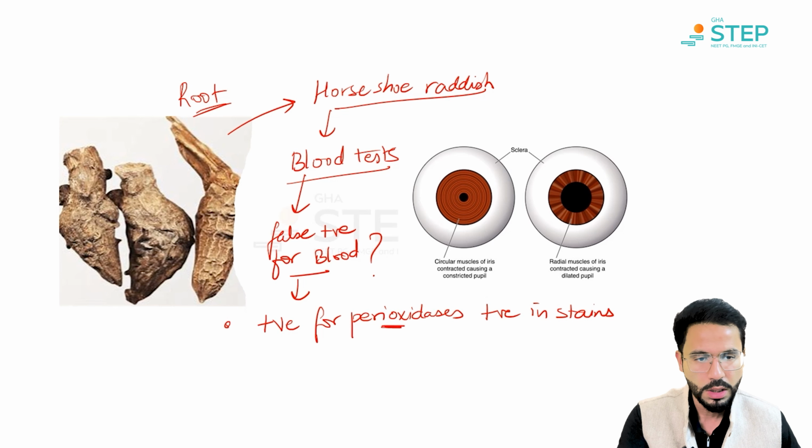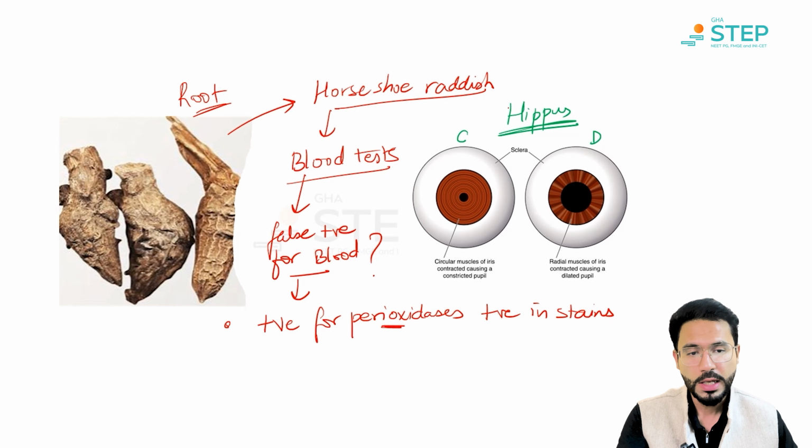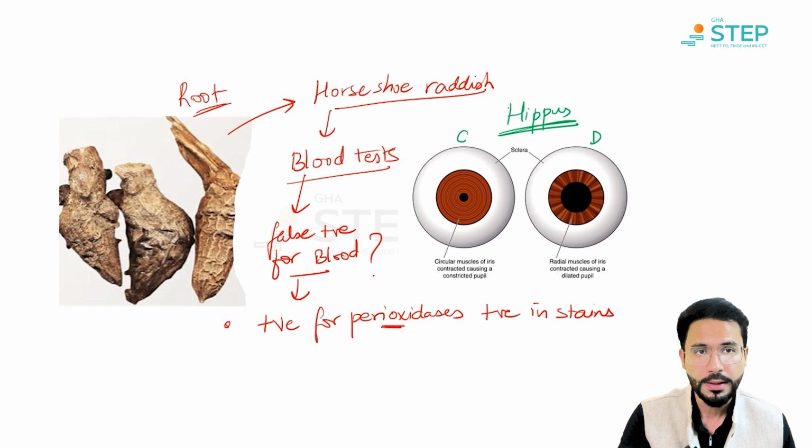What is this image showing you? This image is showing you a phenomenon known as hippus. What is hippus? It is the alternating contracting and dilating of the pupil. So as we talked about in the question, it says the pupils were alternatingly contracting and dilating. So this phenomenon is hippus, which is present after aconite ingestion.